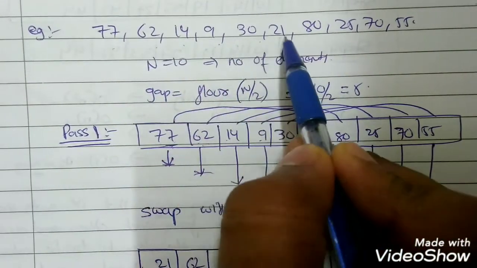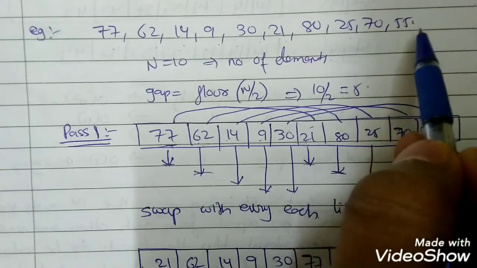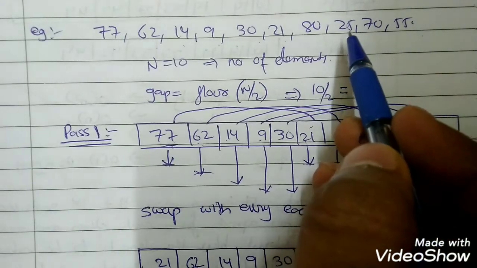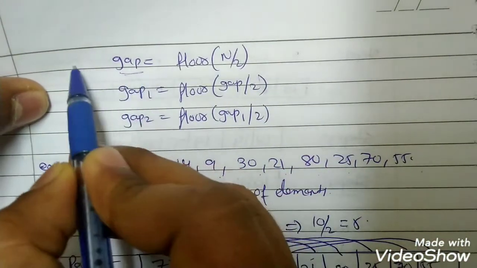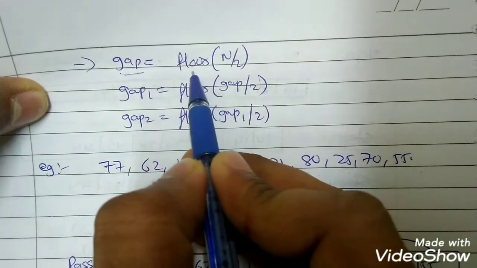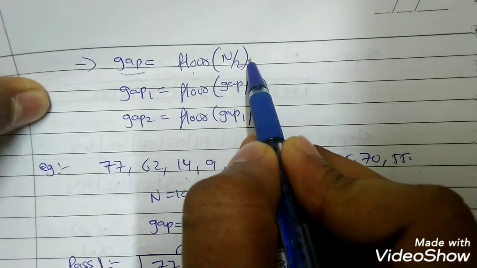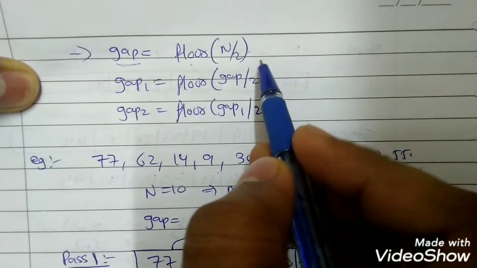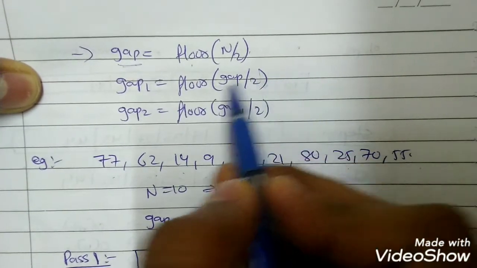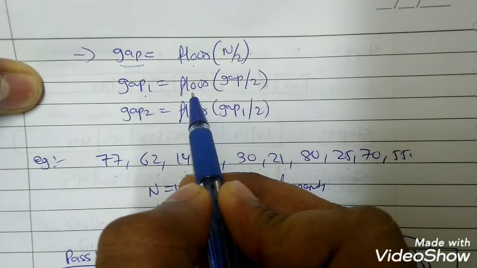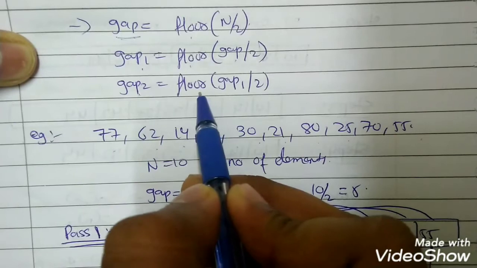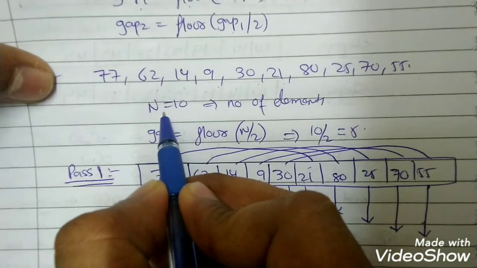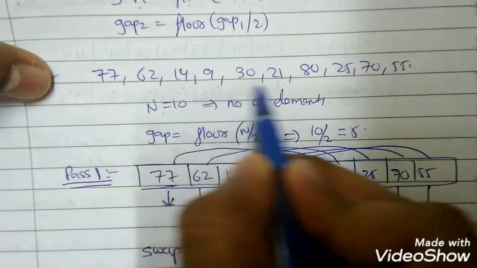Let's take an example. Let's take 77, 62, 14, 9, 30, 21, 80, 25, 70 and 55. In shell sort, first we have to find the gaps. First of all, gap is equal to floor of n by 2. For the second, gap 1, we have to find the floor of gap by 2. For the third one, gap 2 is equal to floor of gap 1 by 2.